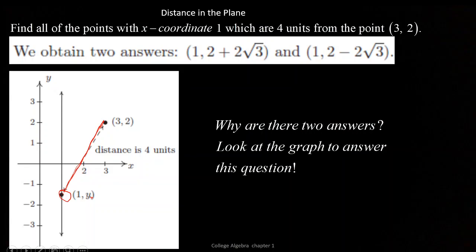Now, where is the other one? Well, the other one is 1 and 2 plus 2 square root of 3. 2 square root of 3 is about 3 point something, so that's 5 point something. So the other one is way over here, right? That's one of them, and the other one is way over there. Those are the 2 points that have x coordinate 1, and are 4 units from this point. See, this distance is 4 units. So we found both of them.